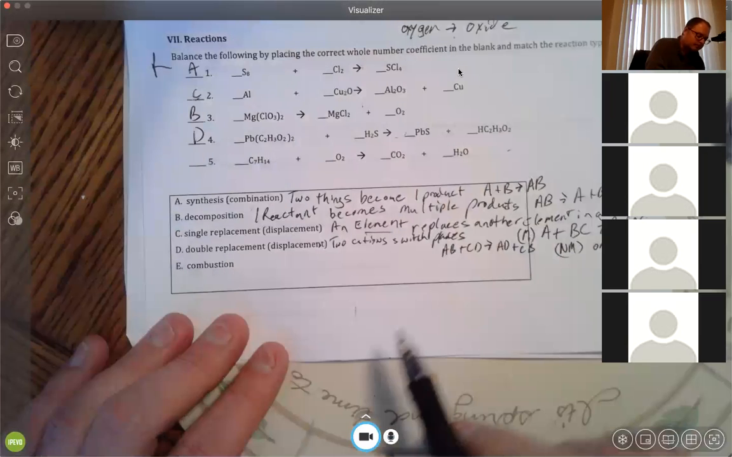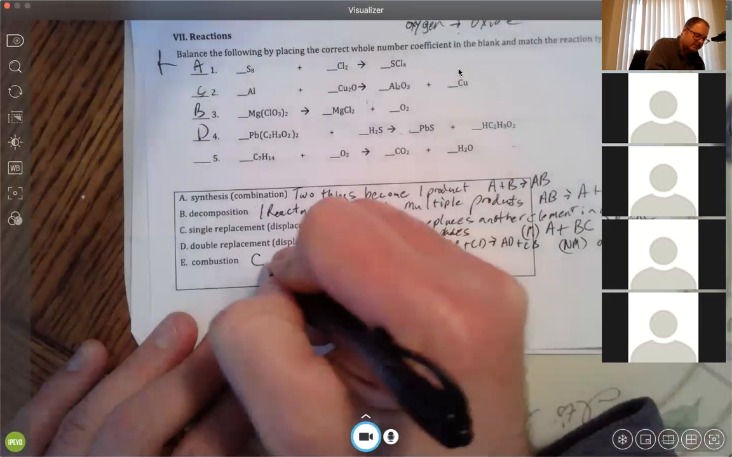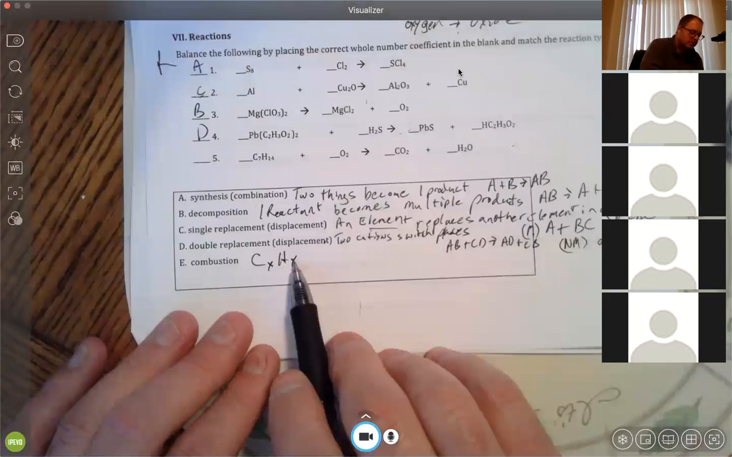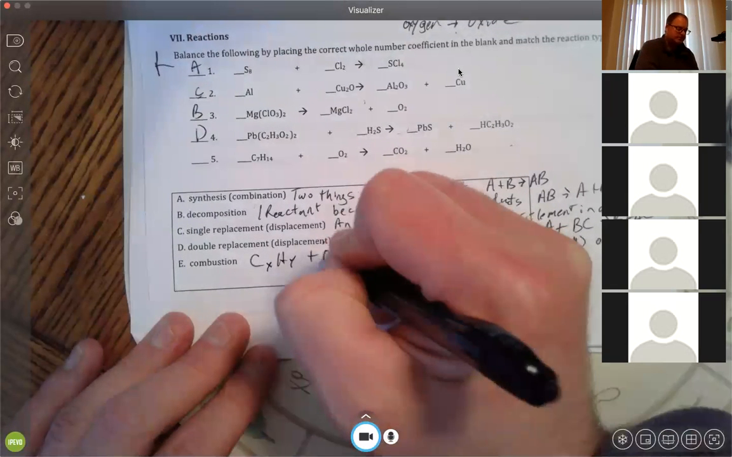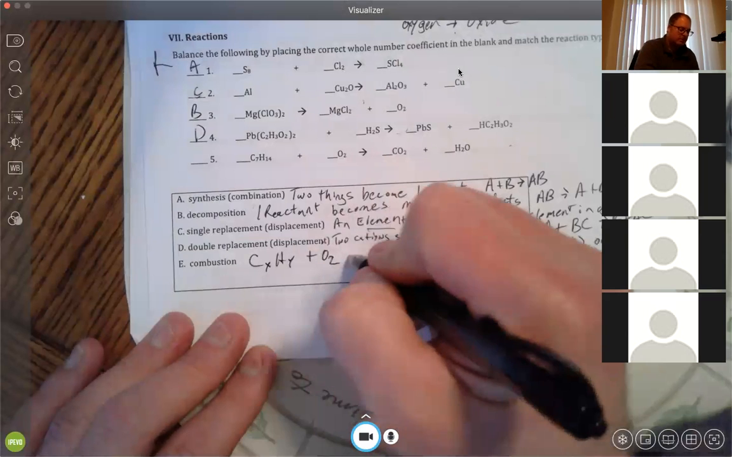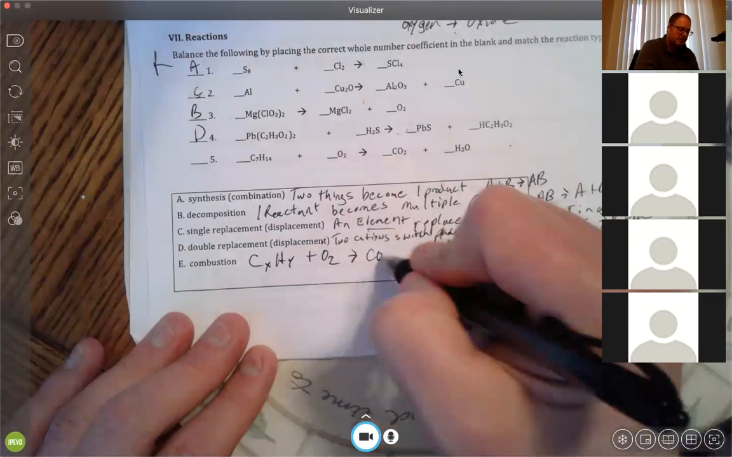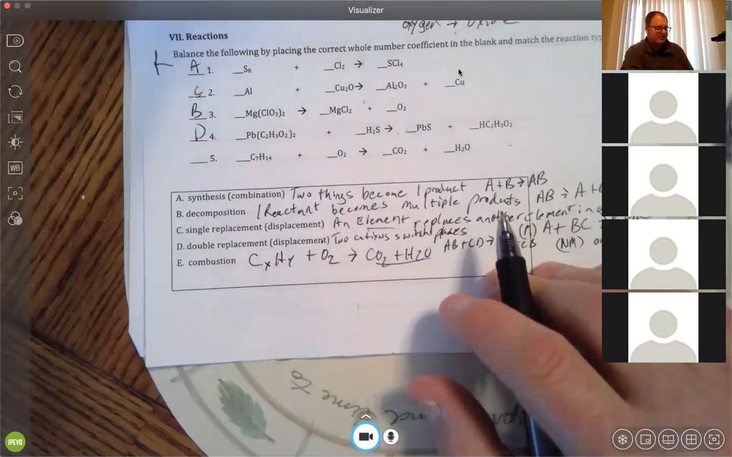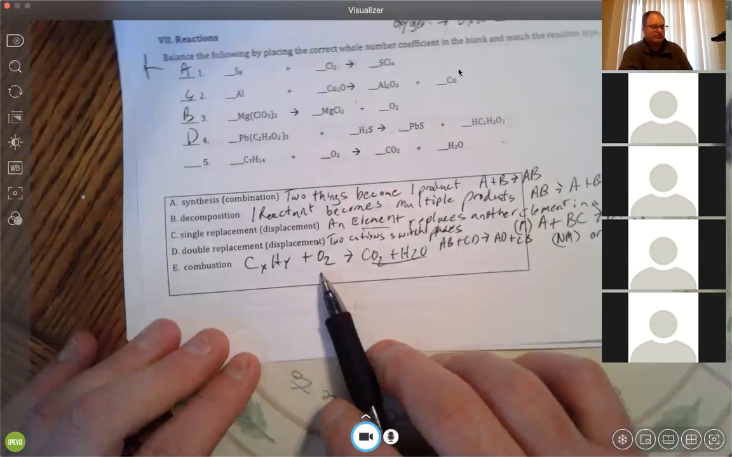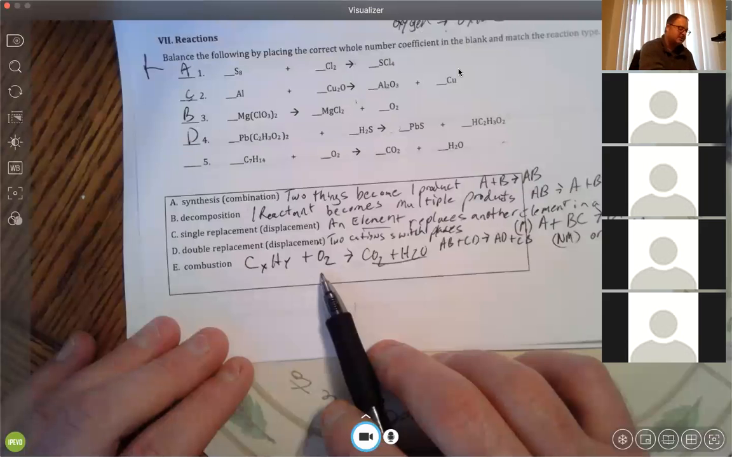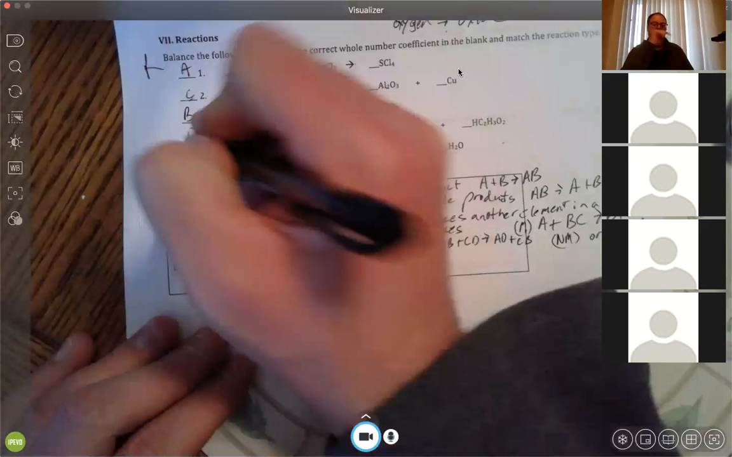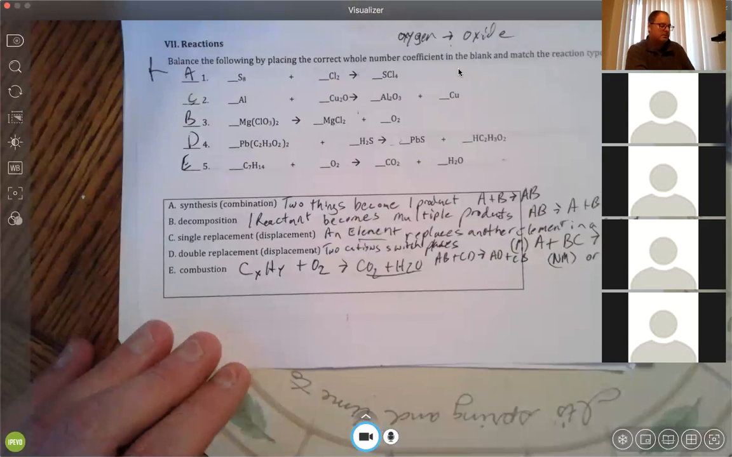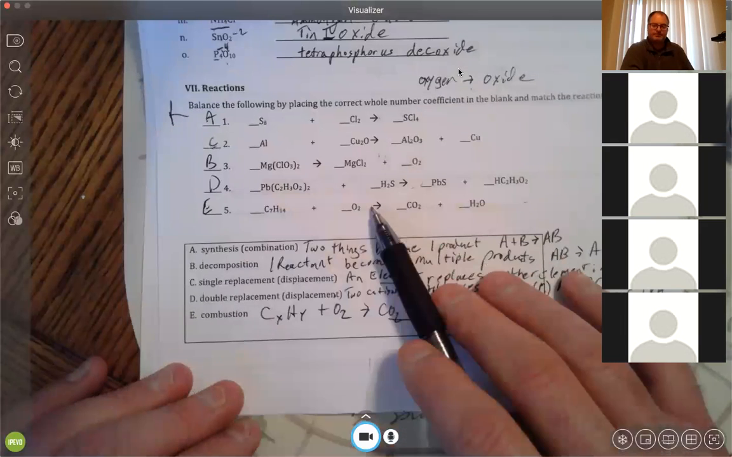Last one, CxHy, some type of hydrocarbon, reacts with oxygen to form carbon dioxide and water. Those are always the products. Carbon dioxide and water are always the products for this combustion reaction. So this is a combustion. So those are the 5 reaction types that we have. And these are examples of those.